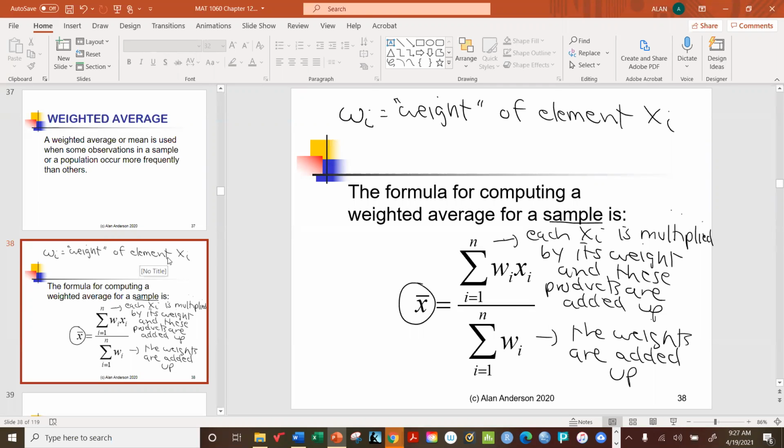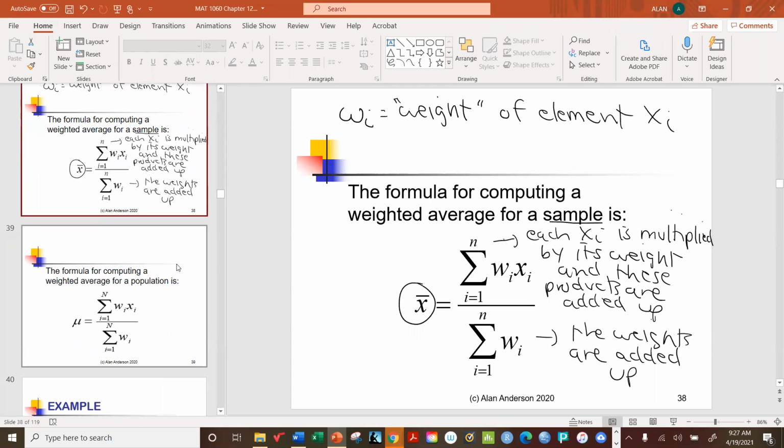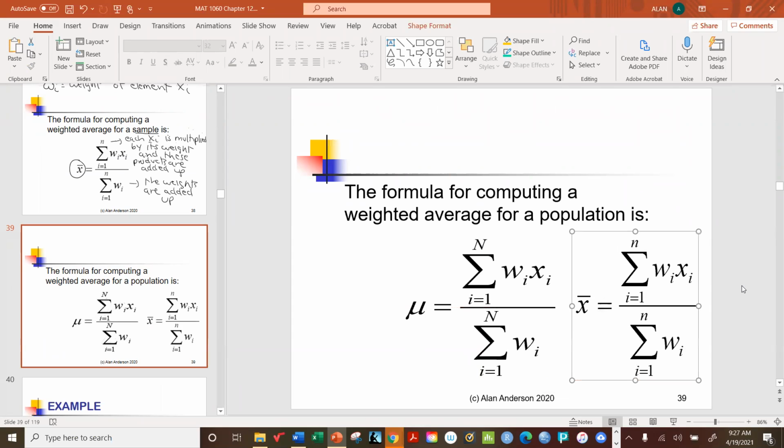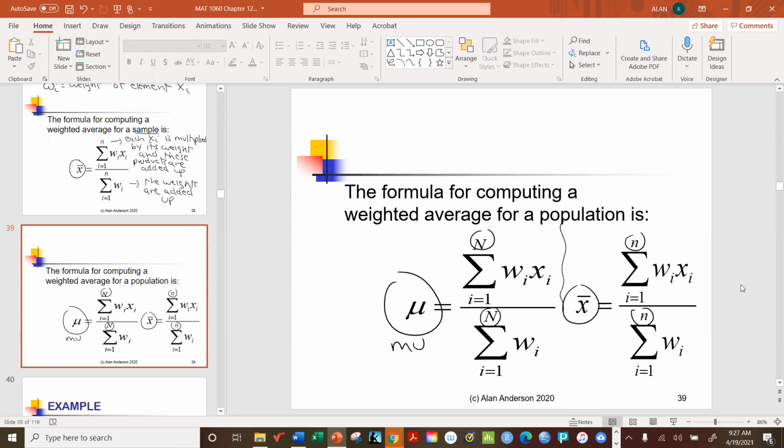Now, it turns out that there's an equivalent version that's used for populations. So why don't we just look at them side by side and again, see where the differences are. Let me copy this one so you can see them side by side. There's really only two differences. We're once again using the Greek letter mu instead of X bar, and we have capital N's instead of lowercase n's. Other than that, you can see you're doing the exact same thing in both cases.